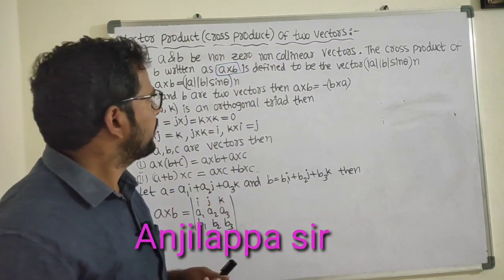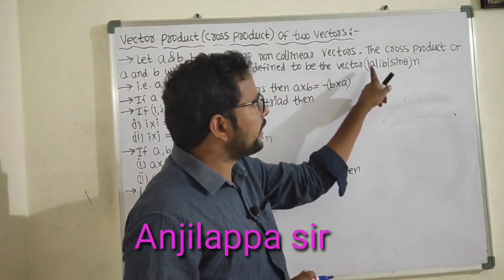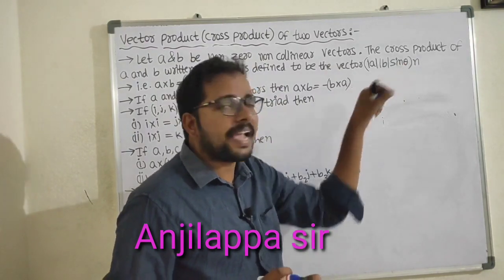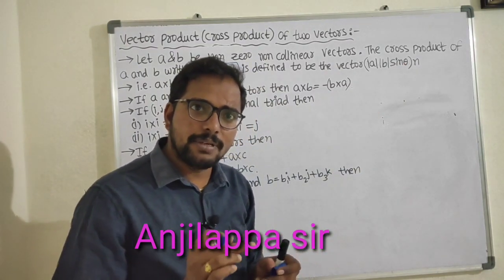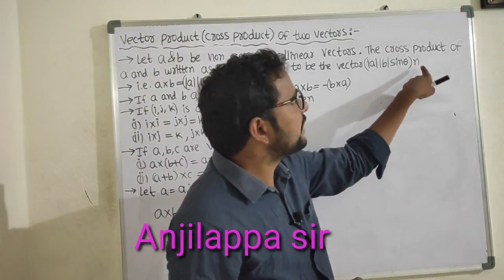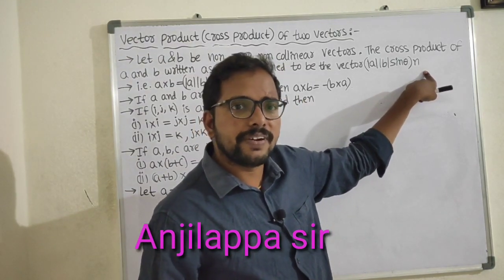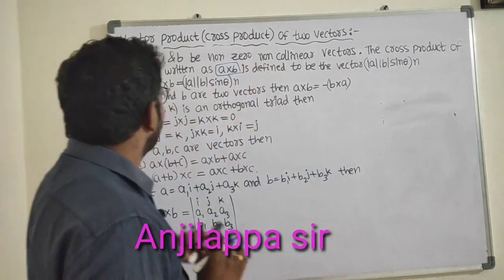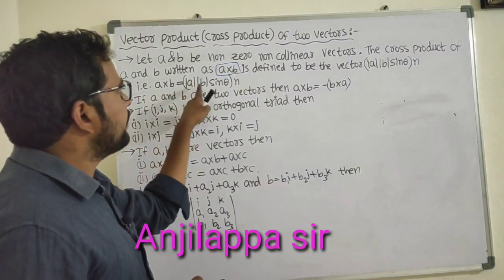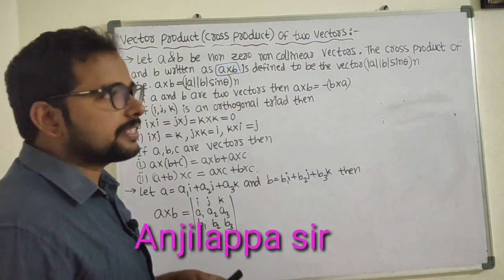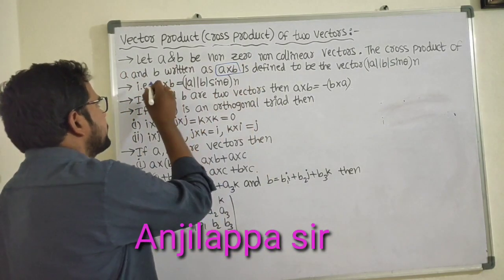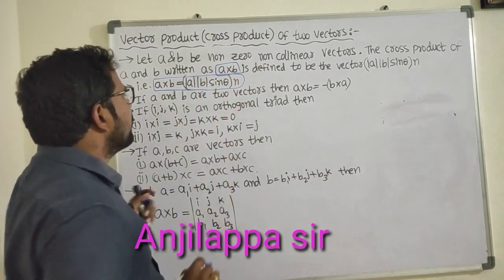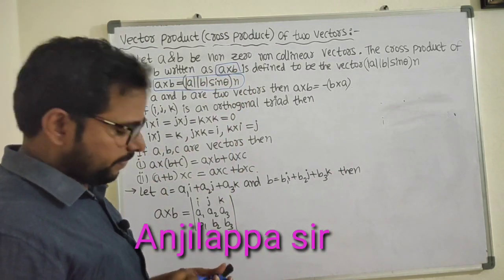A cross b is defined to be the vector mod a mod b sin theta into n, where theta is the angle between a and b, and n is a unit vector perpendicular to a and b. That is, a cross b is equal to mod a mod b sin theta into n. This is the actual definition of the cross product of two vectors.